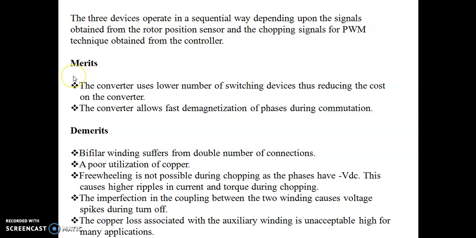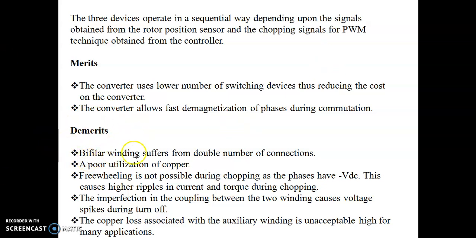Now let us look into the merits of this type. The merits are: the converter uses a low number of switching devices, thus reducing the cost of the converter. And second, the converter allows fast demagnetization of phases during commutation. And the demerits are discussed below.